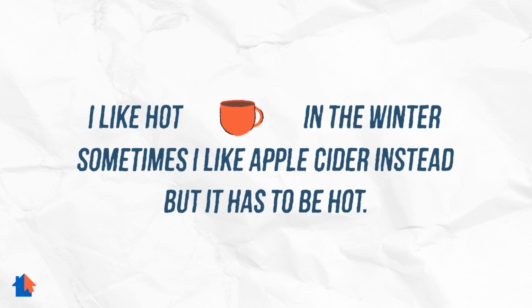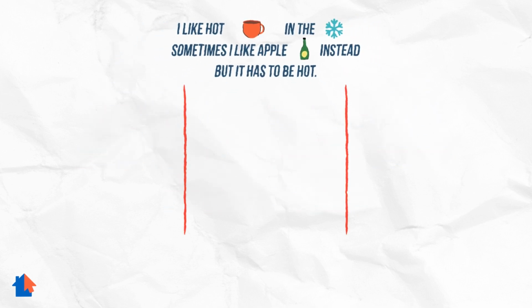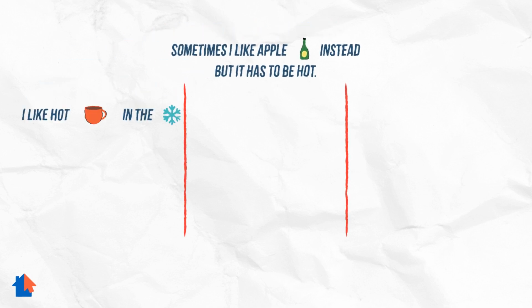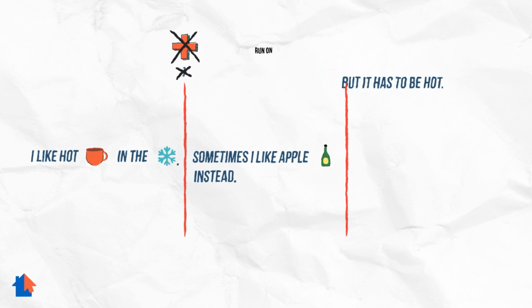Example 2. I like hot chocolate in the winter. Sometimes I like apple cider instead, but it has to be hot. Now, there are 3 different parts to the sentence. I like hot chocolate in the winter. Sometimes I like apple cider instead. It has to be hot.